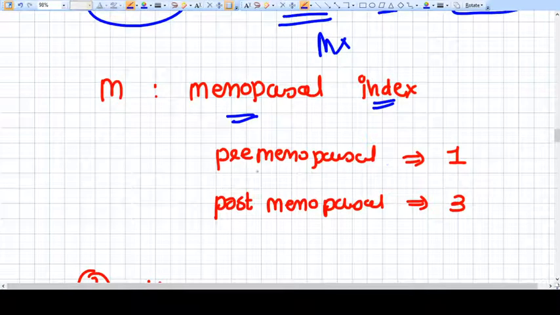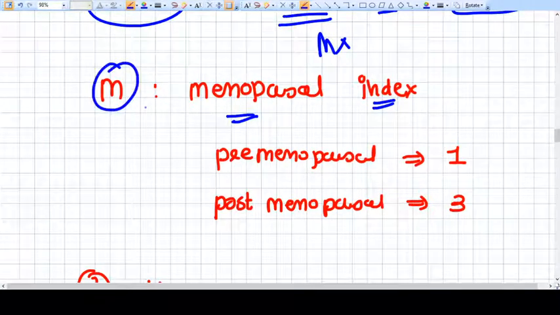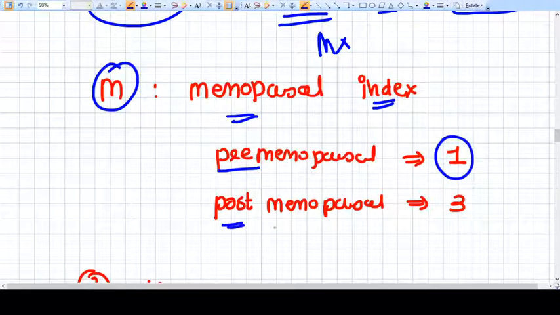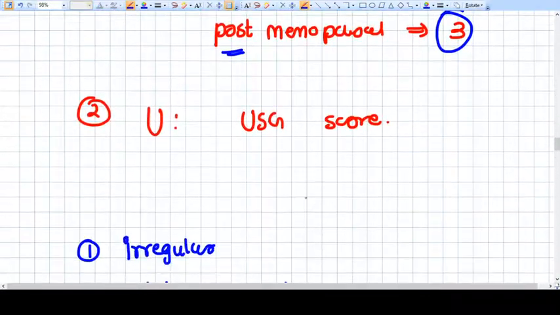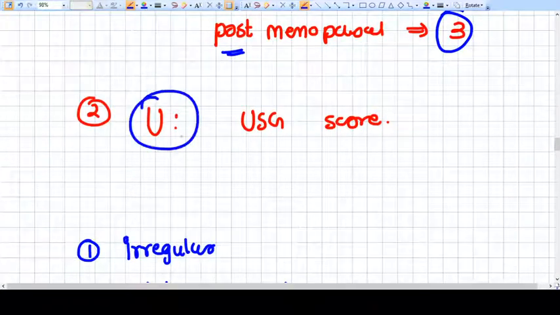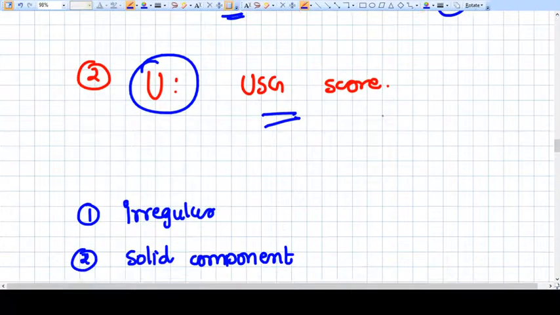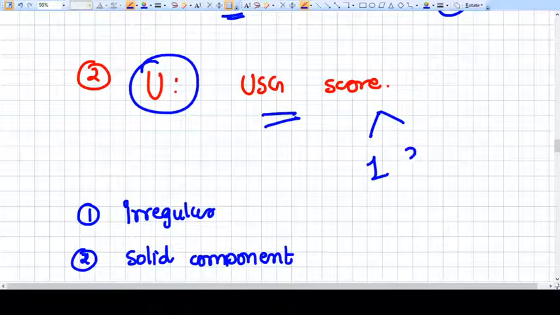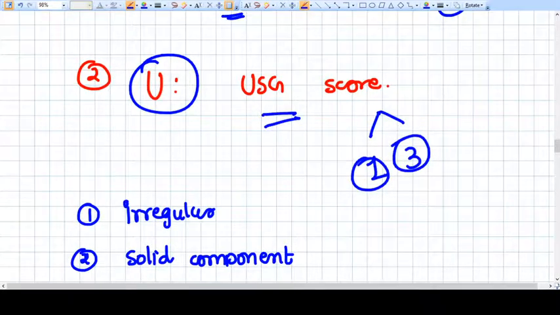Now the M score is very simple. If the patient is premenopausal, the score given is 1. If the patient is postmenopausal, the score given is 3. U means ultrasound score. In the ultrasound score, we have two values, that is 1 and 3, only two values. Either it can be 1 or it can be 3.